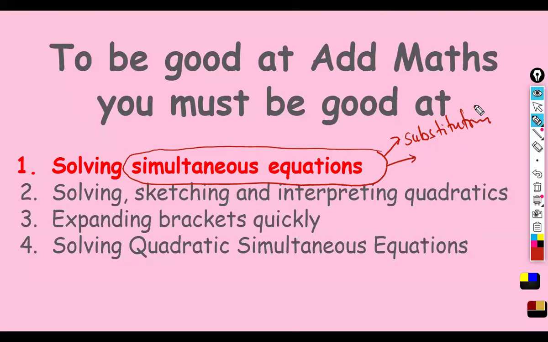Why? The substitution method is probably what students consider the hardest method to solve a simultaneous equation. But believe me, it's the most powerful method. If I had to learn only one method to solve simultaneous equations, I would only learn the substitution method, as it's the most powerful and it could work for any kind of simultaneous equation.